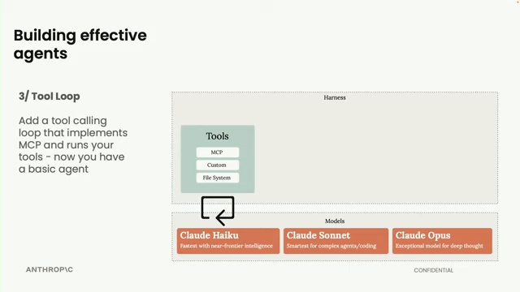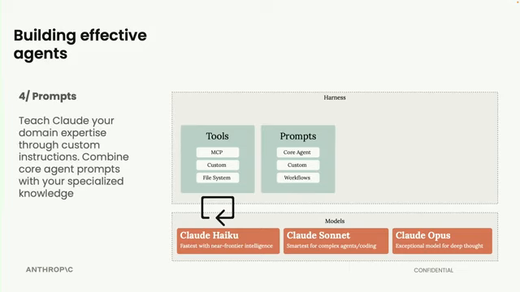Anyways, you've got tools, you run in a loop, and then you have the prompts, like the core agent prompts, the prompts for the tools, things like that.